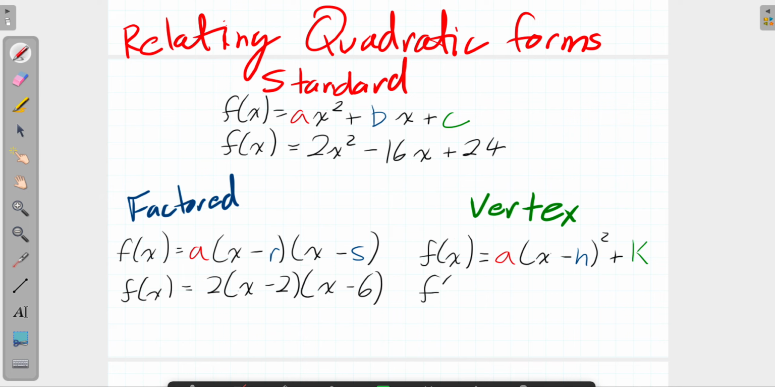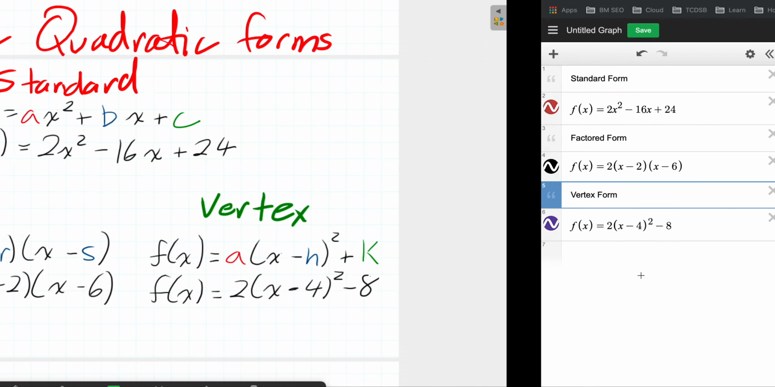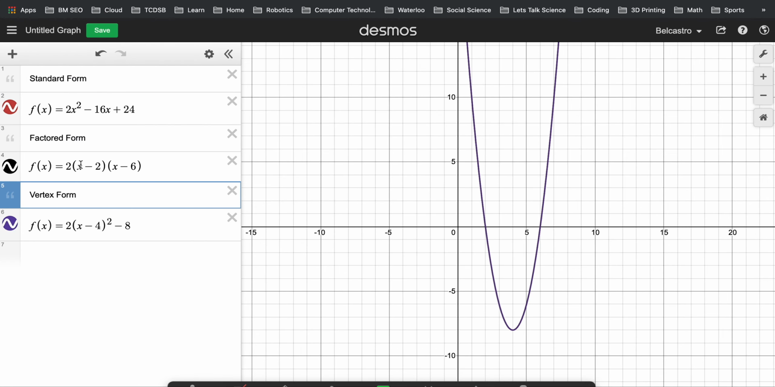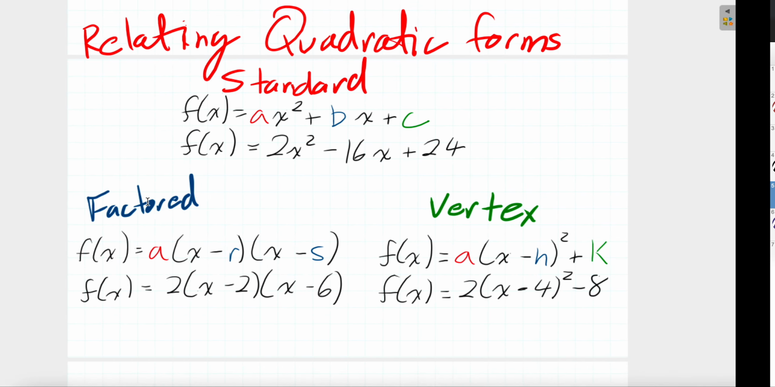And in vertex form, it was written as f of x is equal to 2 again, (x, I want to say 4, minus 8. I think that's right. Let's jump back across. Yep. Great. Oh, what a memory.